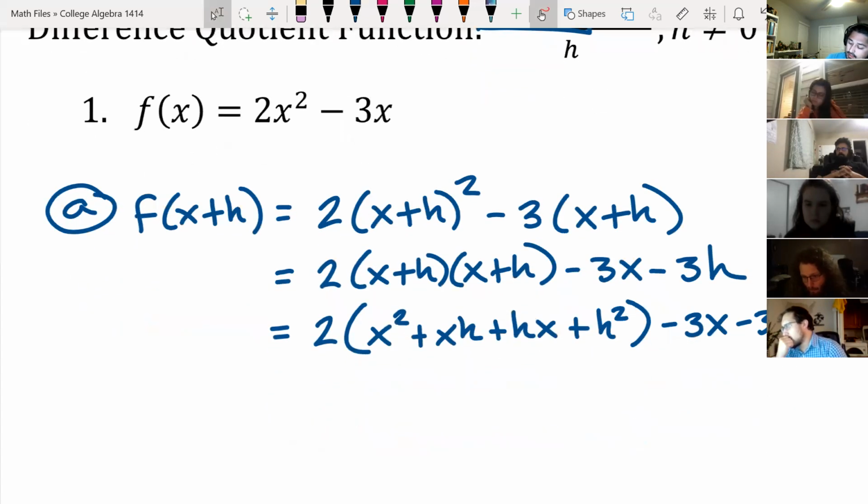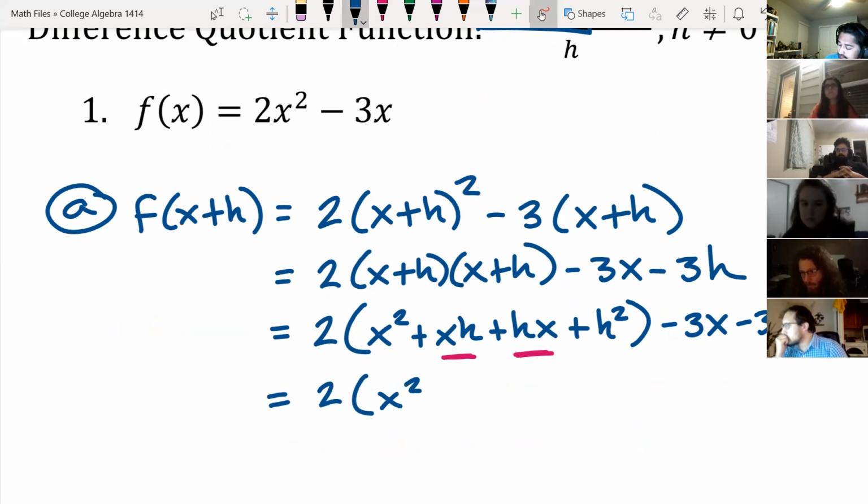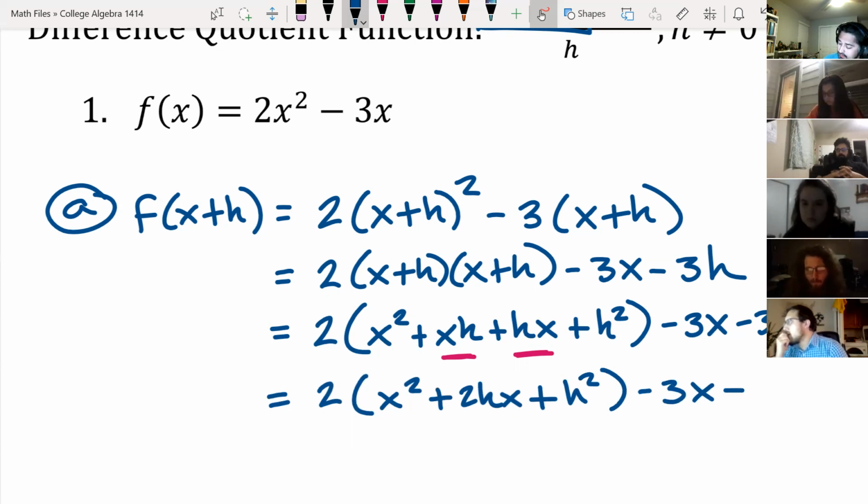All right. And then we'll combine like terms. We can add the xh and the hx together. They are the same term. They have the same variables. So let's just go ahead and clean that up. And I'll get x squared plus 2hx or xh, whichever you prefer, minus 3x minus 3h. Okay.